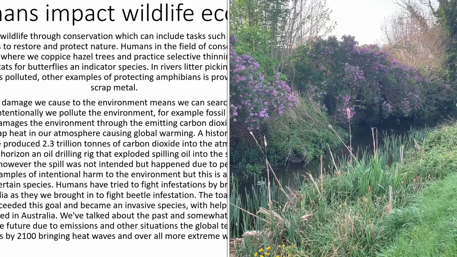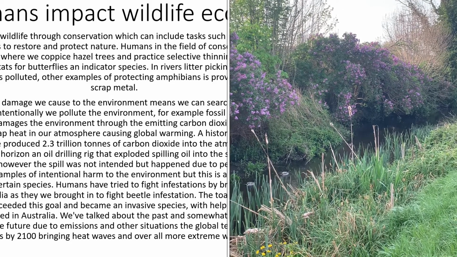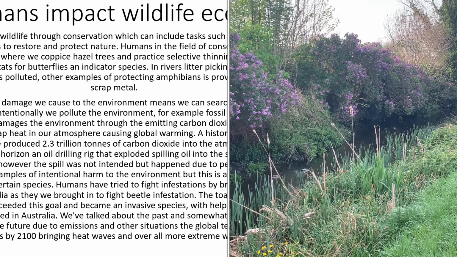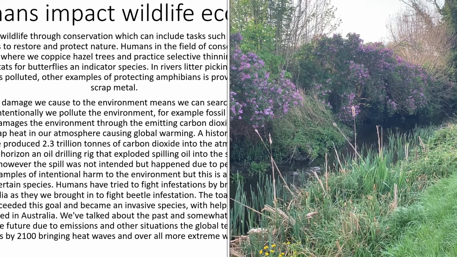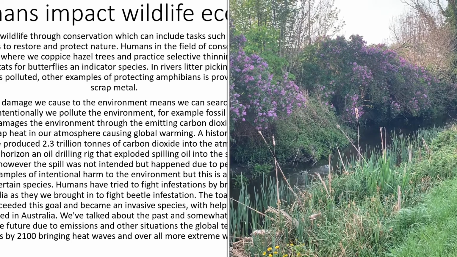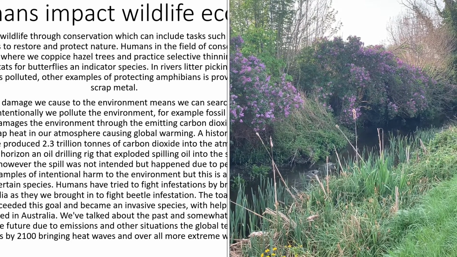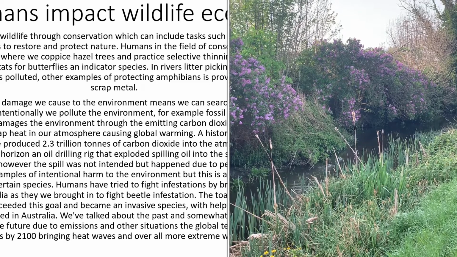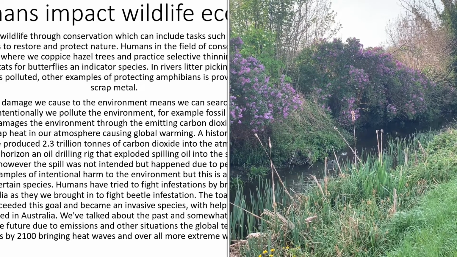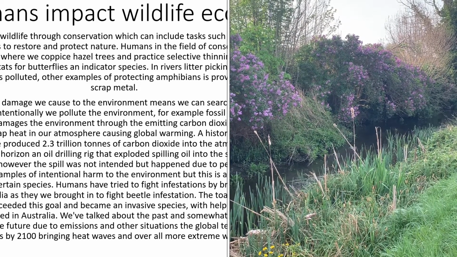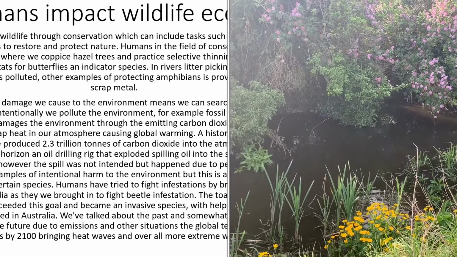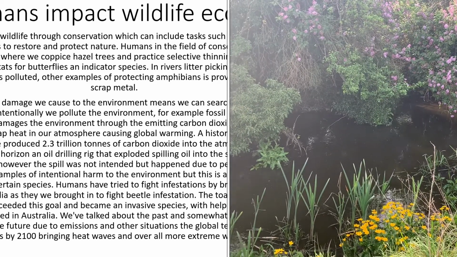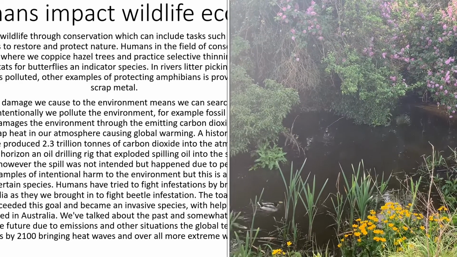A historical example is the Industrial Revolution. It's said to have produced 2.3 trillion tons of carbon dioxide into the atmosphere. A more modern example is Deepwater Horizon, an oil drilling rig that exploded into the sea, killing marine life. It was also the largest oil spill. However, the spill was not intended, but happened due to people wanting to buy and sell the oil.